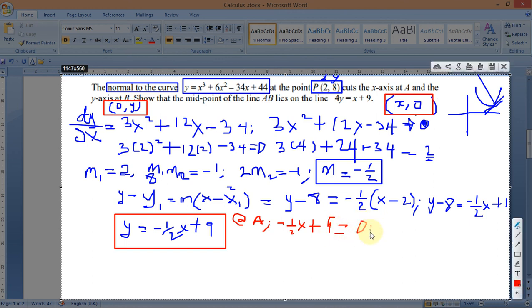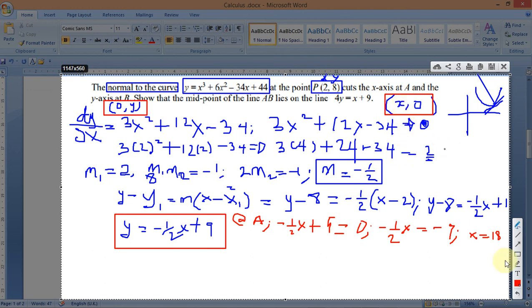So guys, just go ahead and make x the subject of the formula here. Minus half x equals minus 9. Okay, I'm sorry about that. Minus half x equals, bring 9 here, 0 plus 9, that's minus 9. So when you cross multiply, minus x equals minus 18. So x equals 18. So when y equals 0, x equals 18.